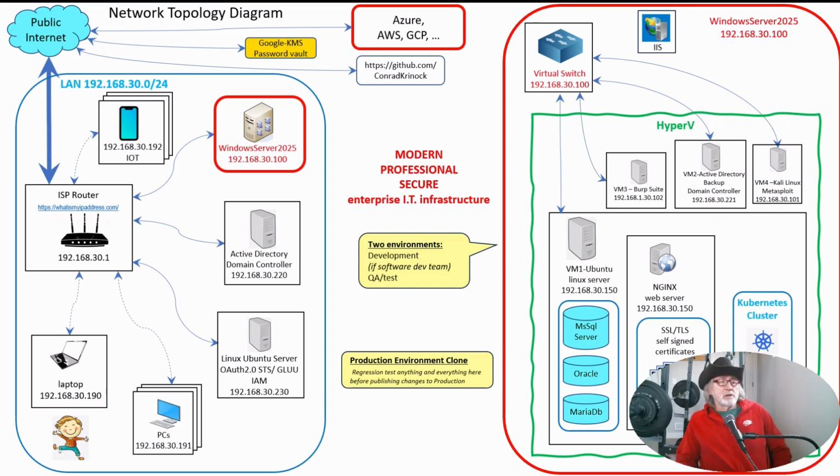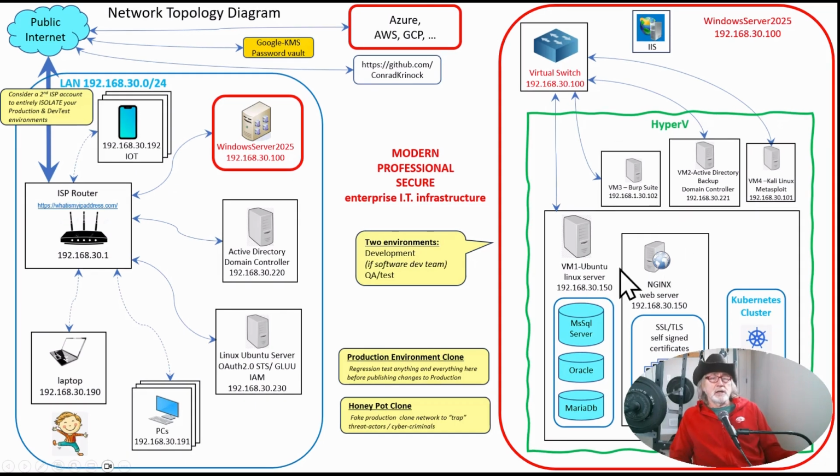So this allows you to regression test anything and everything here in this clone environment of production before it goes into production. And finally, you could build yet another environment as a honeypot clone. Honeypots are fake production networks to trap threat actors or cyber criminals. You'll want to consider a second ISP account to entirely isolate your production system from the ones that you're going to be building now. And yeah, so there it is.